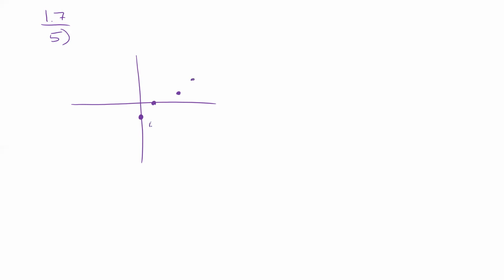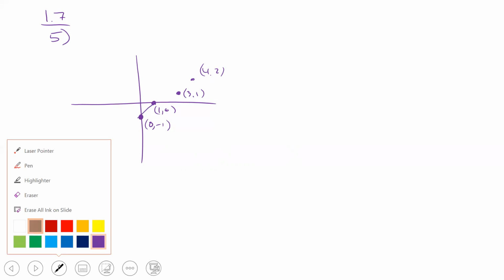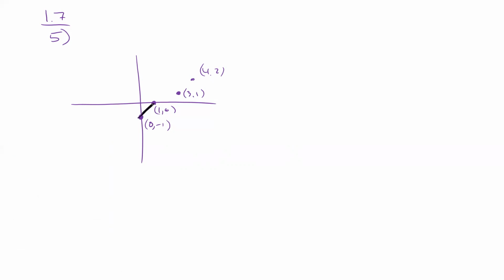So the coordinates are 0, -1. Next one is 1, 0. Next one is 3, 1, and then 4, 2. So it kind of goes like this, like that. And then let me change the pen color on that. Then it kind of goes sideways a little bit here, and then it goes back up. Slightly bent line here. Boom. So that's the original f of x.